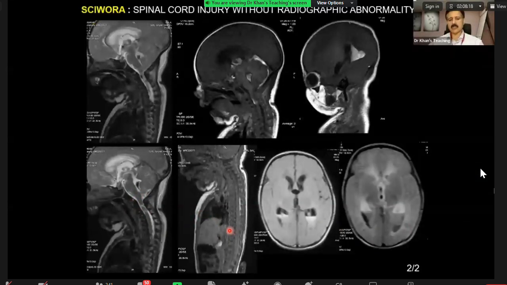So this is a case of what we call SCIWORA, which is spinal cord injury without radiological abnormality. And by the way, this word is an old word. It is coined before MRIs, etc. Radiological means there is nothing on the plain X-ray or a CT scan. So the point is that this can happen. It was a birth trauma case.